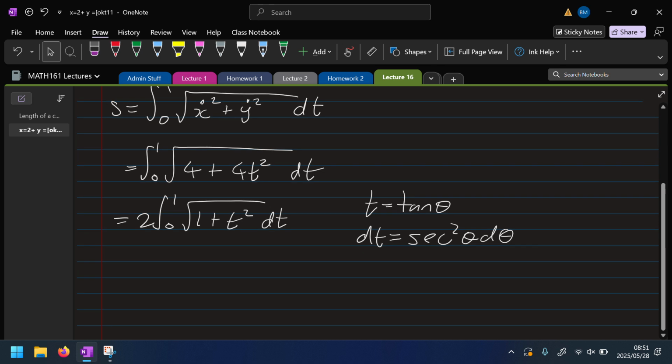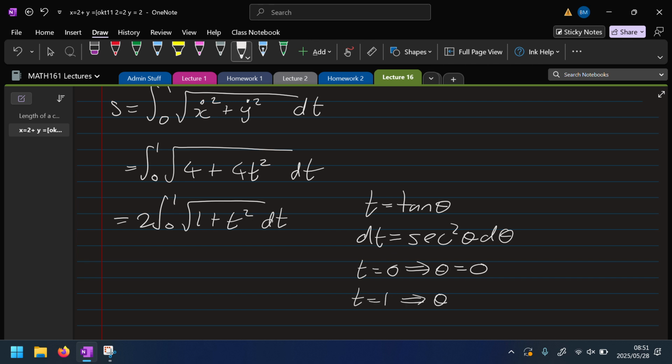What about the bounds? This is a definite integral, so we need to change the bounds. When t is 0, theta is going to be 0. So t being 0, that just means theta is 0. And then the upper bound, t is 1. If t is 1, theta must be pi over 4. So we've got our theta bounds there from 0 to pi over 4.